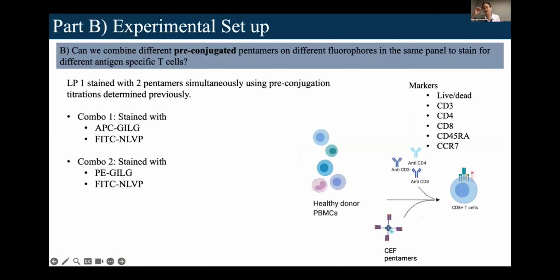So then we wanted to see if we could do this in combination. So it's essentially the same setup, whereas this time we were in the same well staining for both the flu epitope and the CMV epitope, but on different fluorophores to see if we could pull out flu-specific CD8 positive T cells and CMV specific CD8 positive T cells doing this pre-conjugation method. So it was essentially the same thing, except this time we are adding a second pentamer on a different fluorophore.